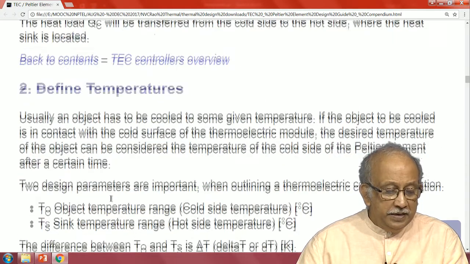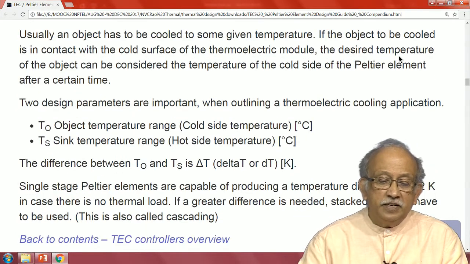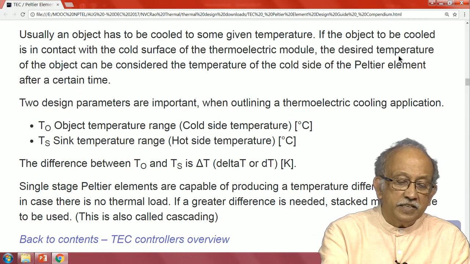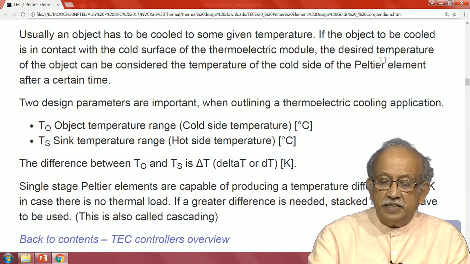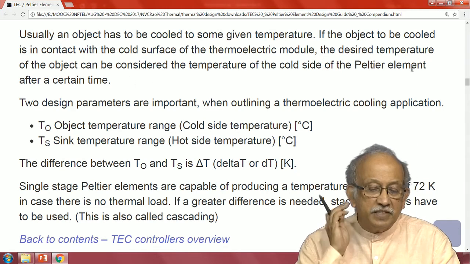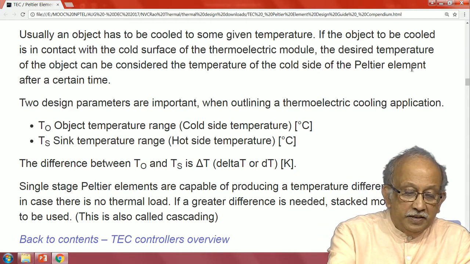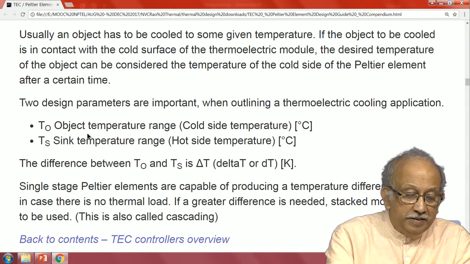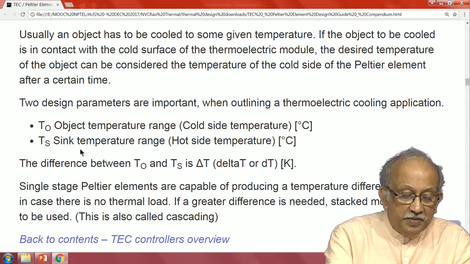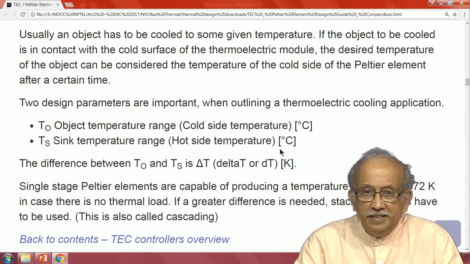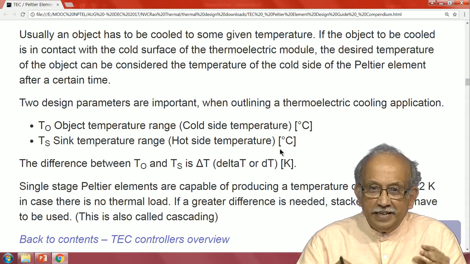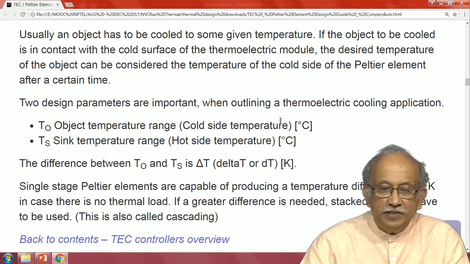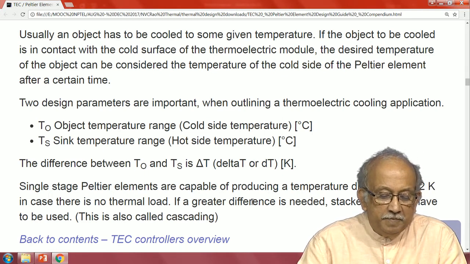So, an object has to be cooled to some given temperature. If the object to be cooled is in contact with the cold surface of the thermoelectric, the desired temperature of the object can be considered as the temperature of the cold side of the peltier. Design parameters when outlining a cooling application: object temperature range, sink temperature range. This is all a peltier TEC module maker can guarantee you. From here everything else is yours.